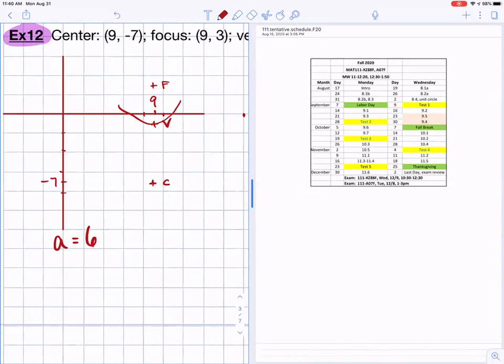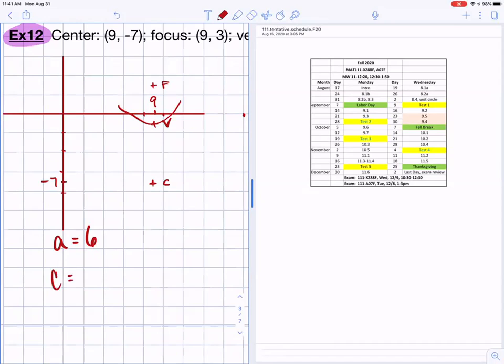Yeah, from the vertex to the center, that's 6 units. From -7 to -1, that's 6 units away. So my A value then is going to be 6. What else does this picture tell me? My C value, what's my C value?